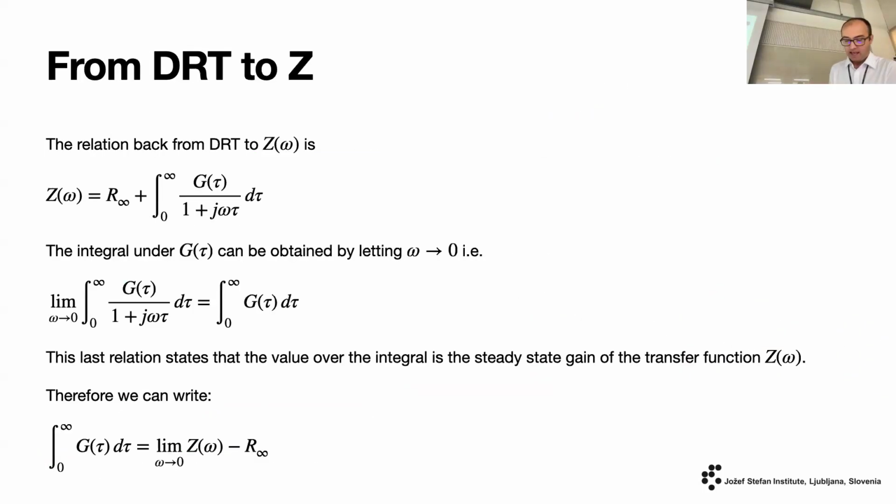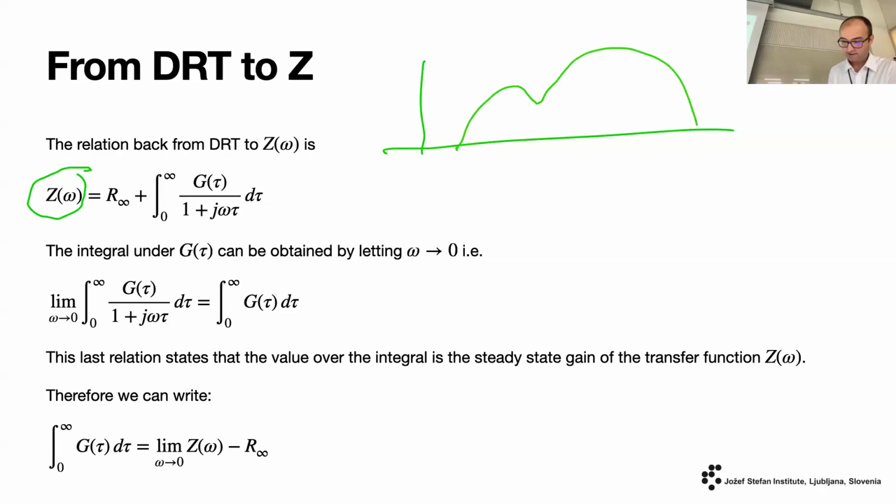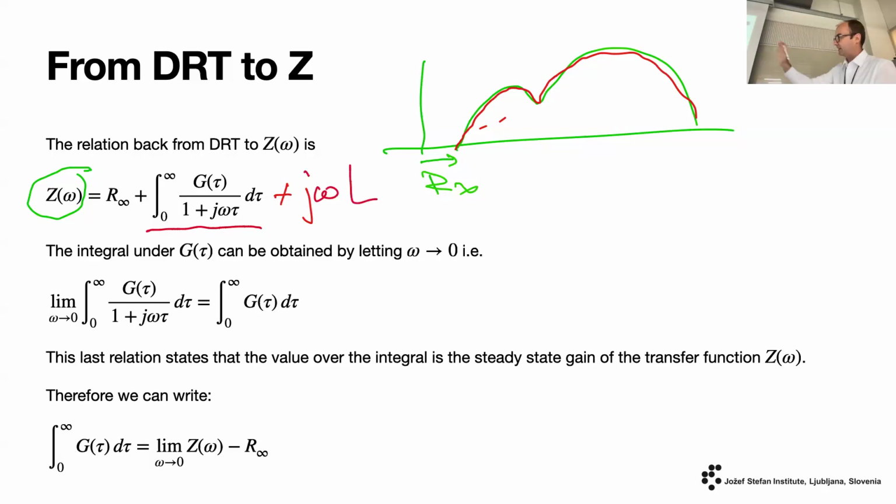What we have is the impedance that we are getting from their paper, this relation comes out, this is the impedance that we measured. This part here is R infinity. And this part here is actually this integral. At this moment, let us assume that we do not have any inductivities. We can safely put here j omega L if we need it, but let's not complicate stuff.